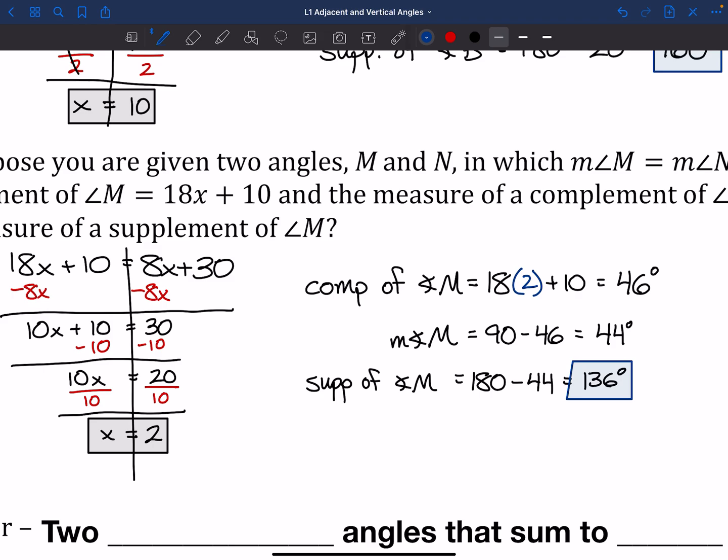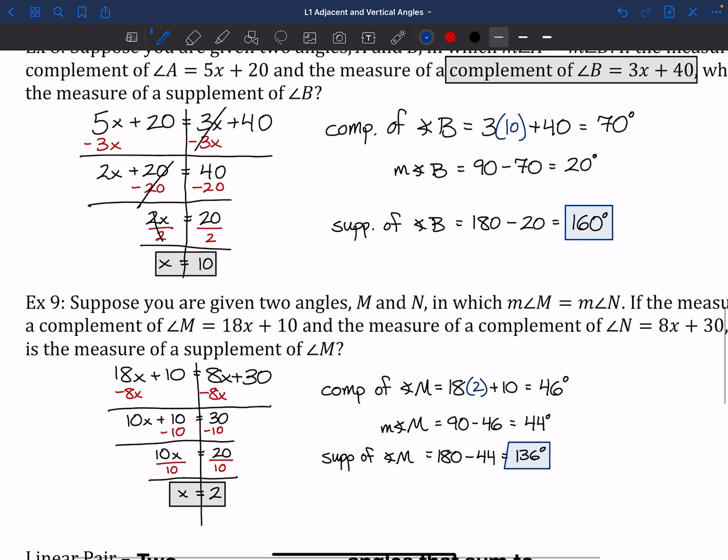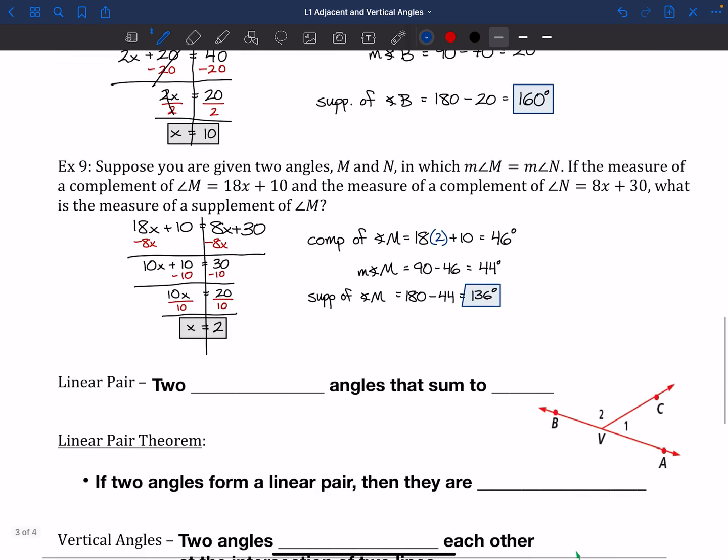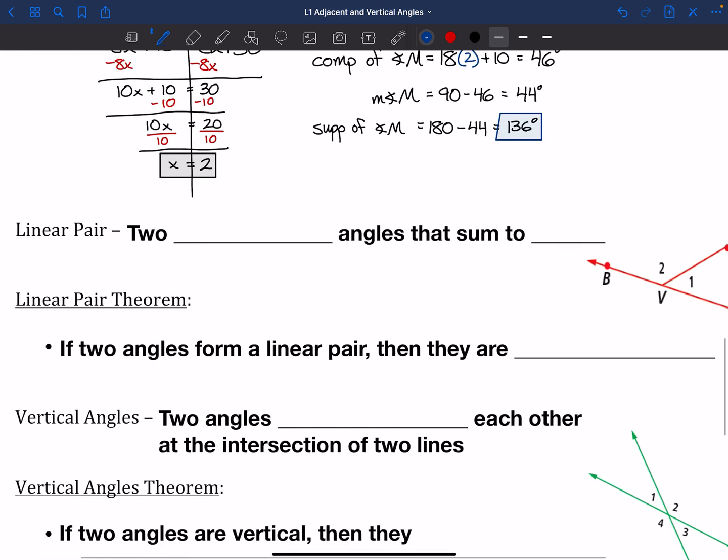Right. So I'm going to tell you, these problems don't come up super duper often, but when they do, it's a good thing to be able to kind of work through them and relate all these different pieces of angles together, right? If you know a complement of an angle, you can figure out the angle itself, which will then let you figure out other things like the supplement, right? So, all back together now.